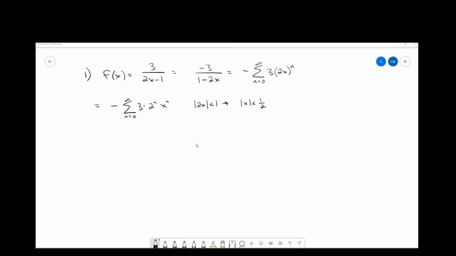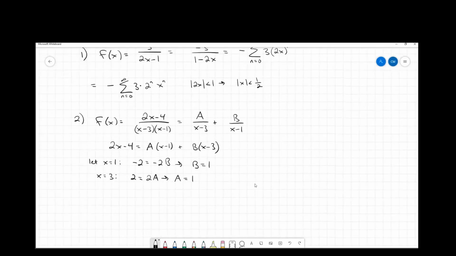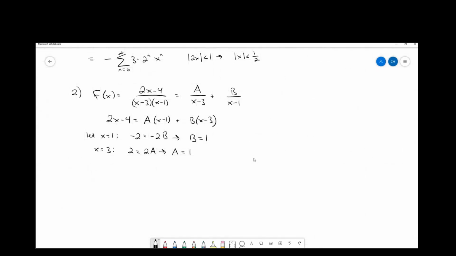Everybody see what happened on that one? If you leave it as -3, 2x to the n, it's perfectly fine, as long as it's an equivalent answer.